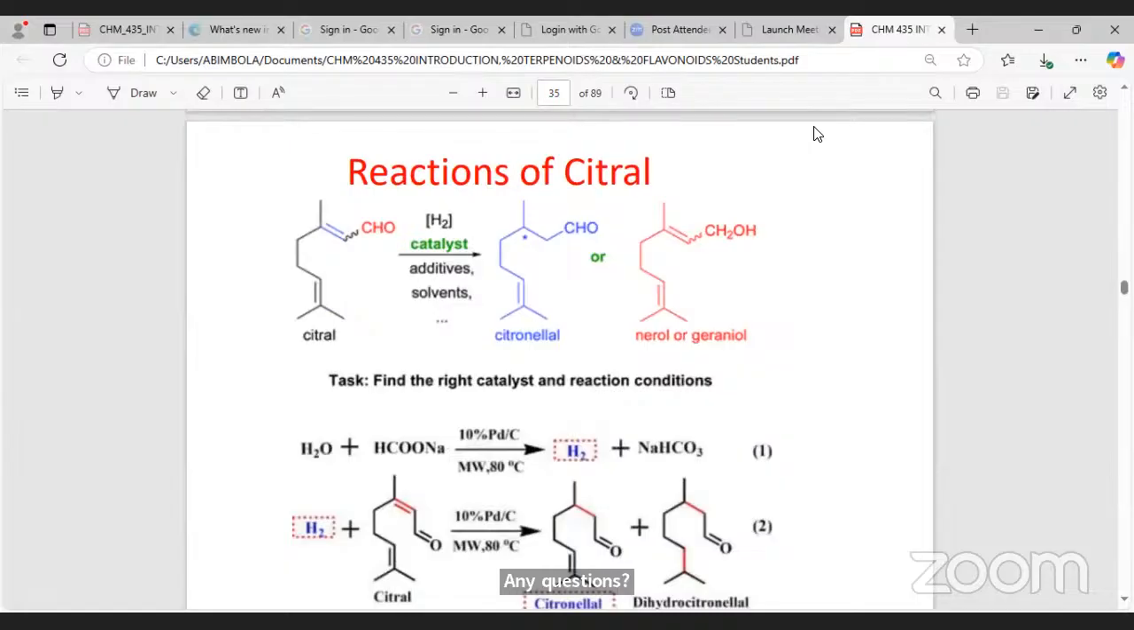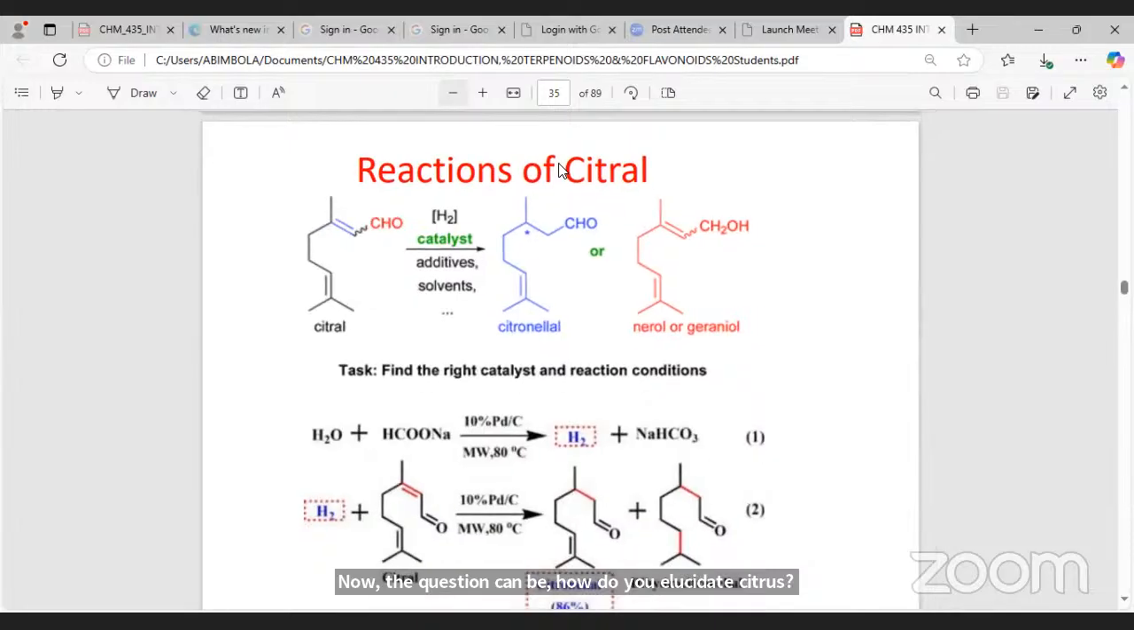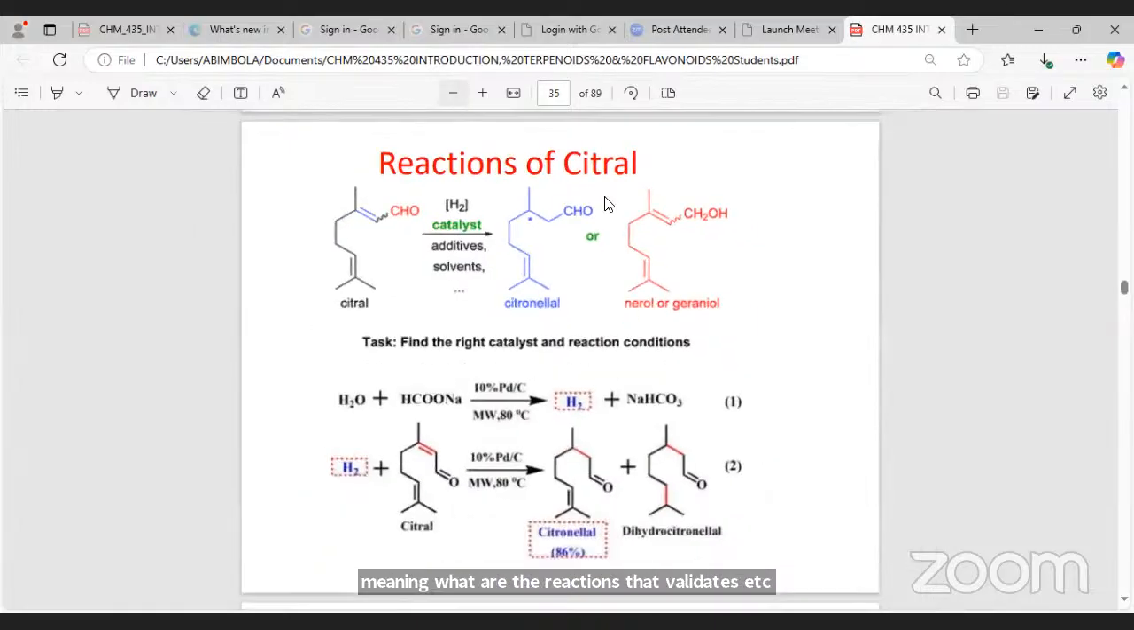Now, these are the reactions of citral. The question can be, how do you elucidate citral? Meaning, what are the reactions that validate citral? Remember, from nerol or geraniol, we can get citral or neral. The simple reaction is that from citral, we do reduction to form what? Nerol. Now look at the first compound we saw here, what is it? Citronellal.